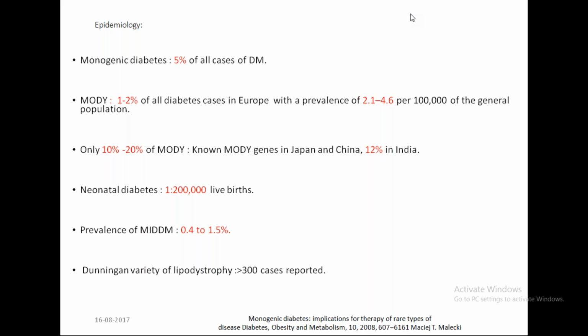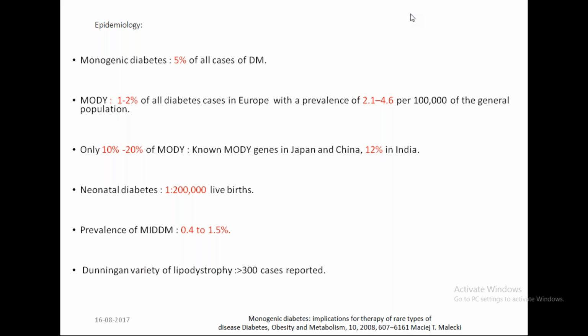And MODY accounts for 1 to 2% of all diabetes cases in Europe, with a prevalence of 2.1 to 4.6 per 1 lakh of general population recorded. And only 10 to 20% of MODY genes are identified, whether in Japan, China, or 12% in case of India.